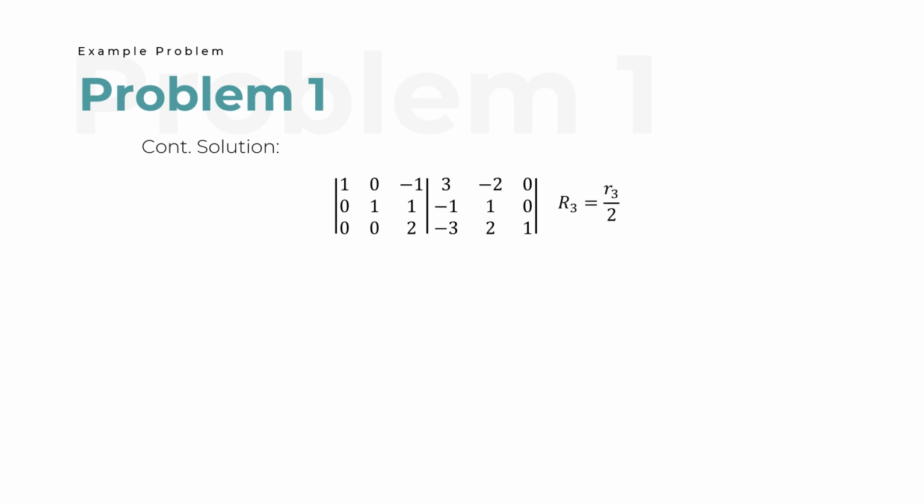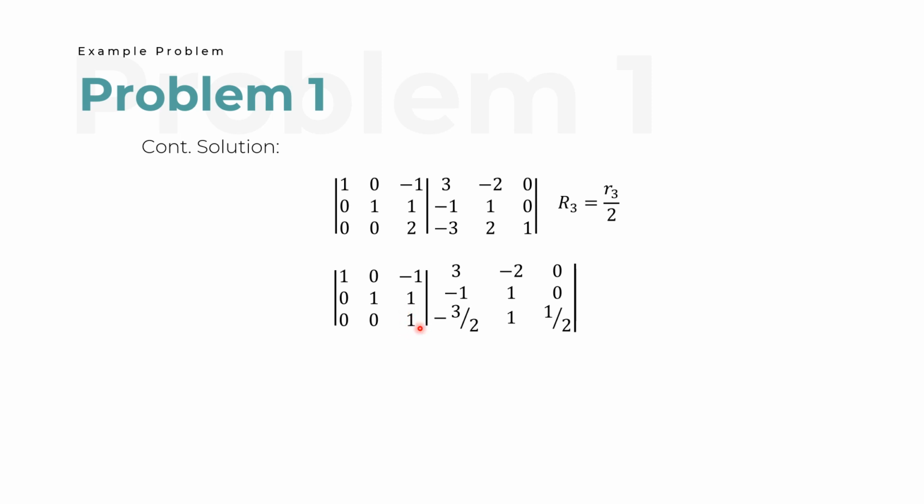Having this equation, row 3 is equal to R3 divided by 2. Applying the equation, we have this result. We have now the maximum pivot point of the identity matrix.